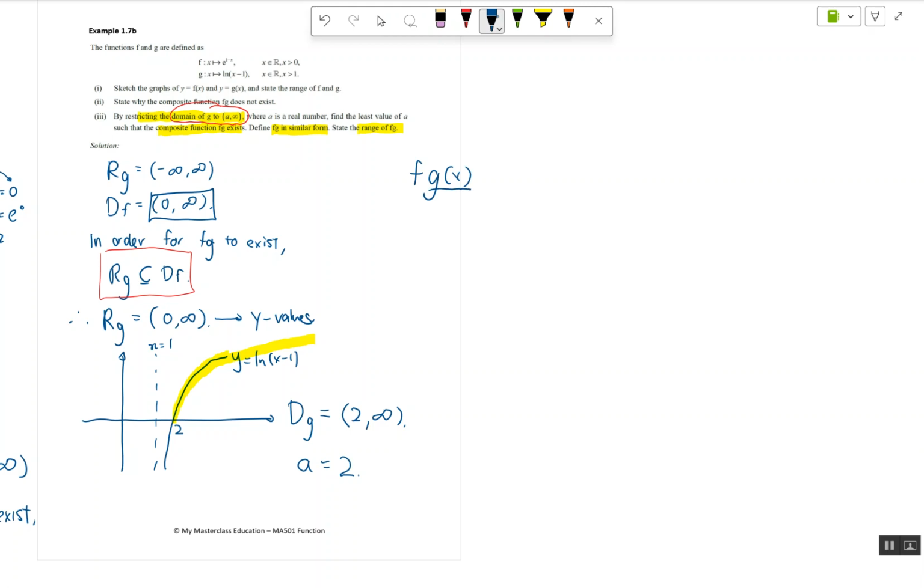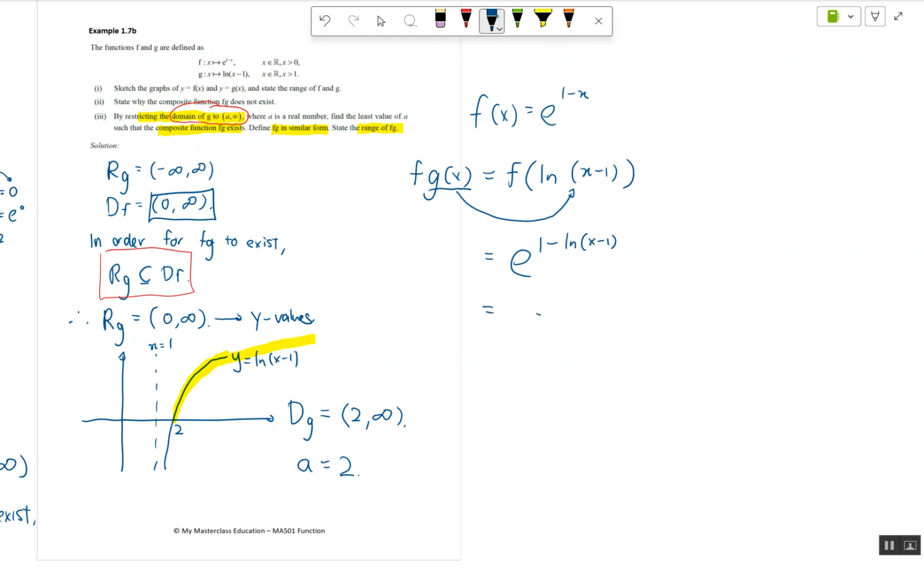Always underline the first one. Keep the f, write down what is g(x). g(x) is ln x minus 1. Then I replace the g(x) over here. Now I look at f. f(x) is equal to e to the power of 1 minus x. I replace the x with ln x minus 1. So e to the power of 1 minus (ln x minus 1), and this is going to be your answer.